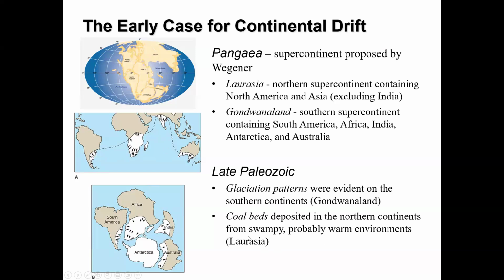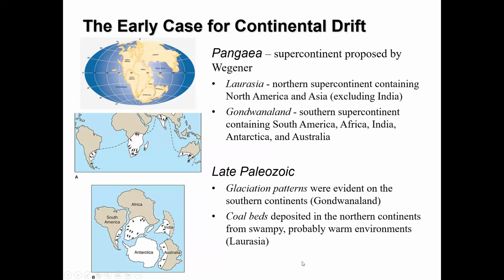We also have coal beds that were deposited in the northern continents from swampy, probably warm environments. Coal tends to form in swampy, boggy environments where you have a lot of standing water. You don't have a lot of movement in the water, so there's not a lot of oxygen in the water for microbes to break down that organic material. So all those plants are able to get compressed and turn into coal.